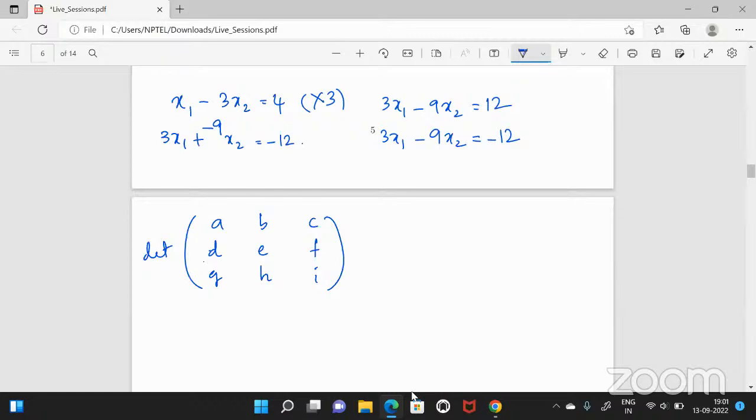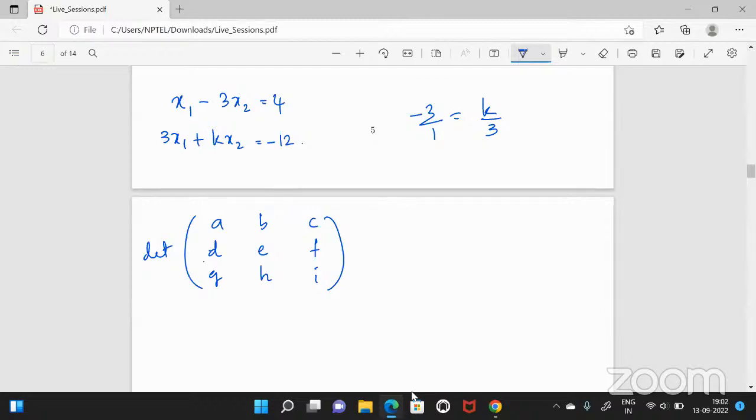Ma'am, here we already know the answer. What if we don't know how to solve it? So you can use that parallel lines concept. Parallel lines will have the same slope. So -3 by 1 should be equal to k by 3, right? You want to somehow make them parallel lines so that they don't have a unique solution, right?